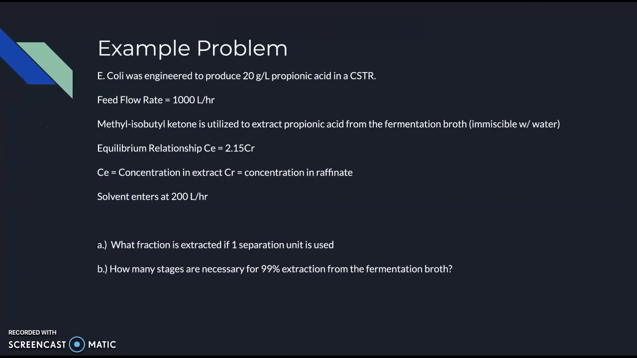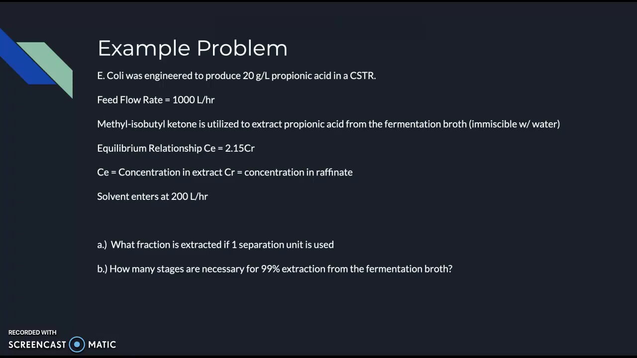Alright, so now we're going to look at an example problem. Here we see that E. coli was engineered to produce 20 grams per liter of propionic acid in a CSTR. We're given a feed flow rate of 1,000 liters per hour and told that methyl isobutyl ketone is utilized to extract the propionic acid from the fermentation broth.